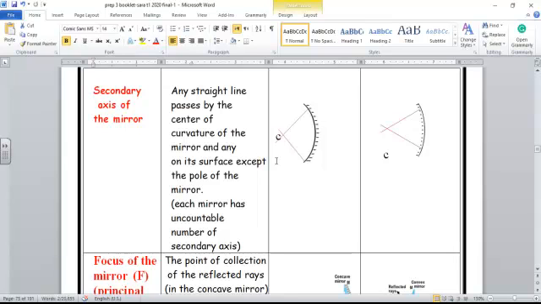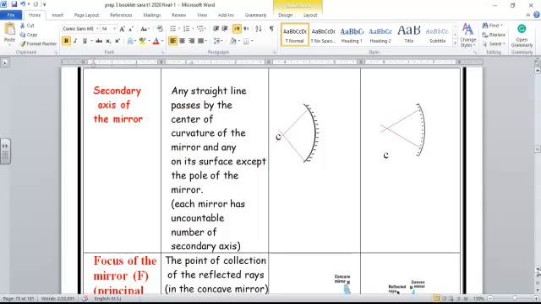Now to differentiate between the principal axis and a secondary axis: the principal axis is the only one that passes through the center of curvature and the pole. Only one. While a secondary axis is any straight line that passes through the center of curvature and any point in a mirror except the pole. So we have only one principal axis and an uncountable number of secondary axes.